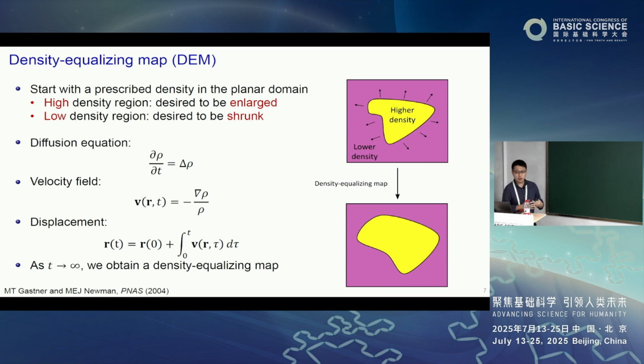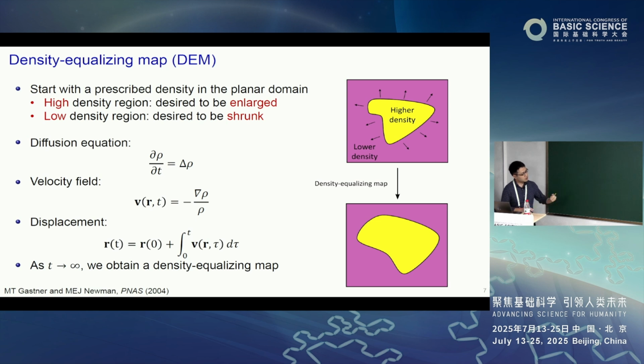Then what we have to do is solve the diffusion equation, and from the diffusion equation, we can get the velocity field. From that velocity field, we can compute the displacements and use that displacement to guide how different parts of the domain should deform. At the end, when the density is equalized, you will be getting something like this. That's basically the key idea of density equalizing map.